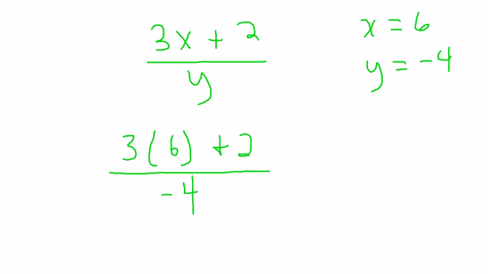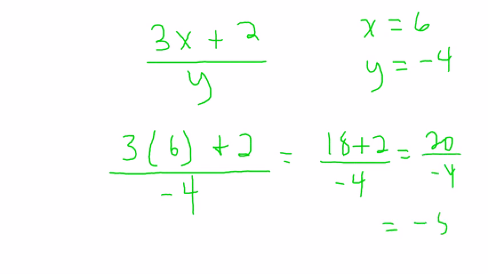And I will follow my order of operations. Three times 6 gives me 18. 18 plus 2 gives me 20. And 20 divided by negative 4 gives me negative 5. That's all there is to evaluating algebraic expressions.